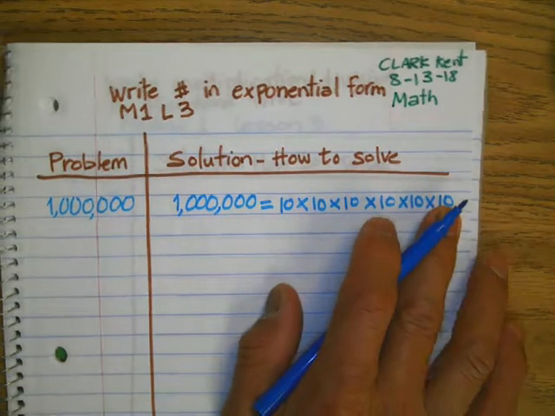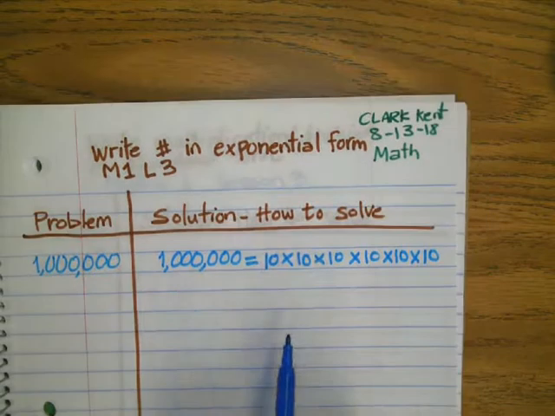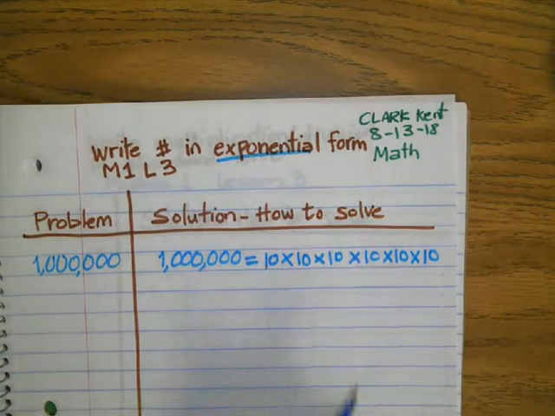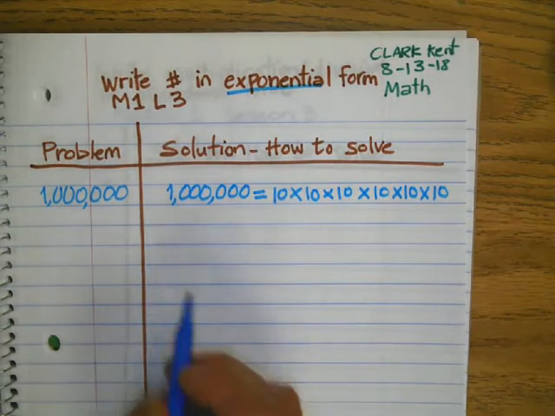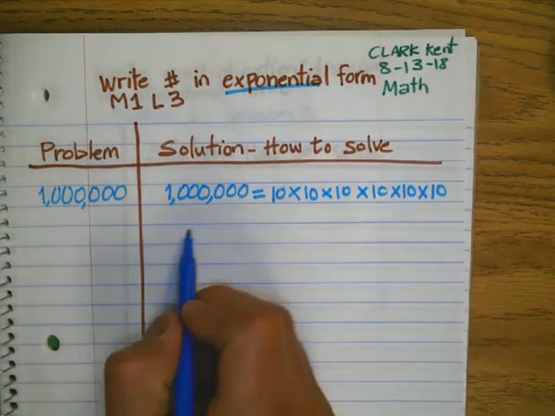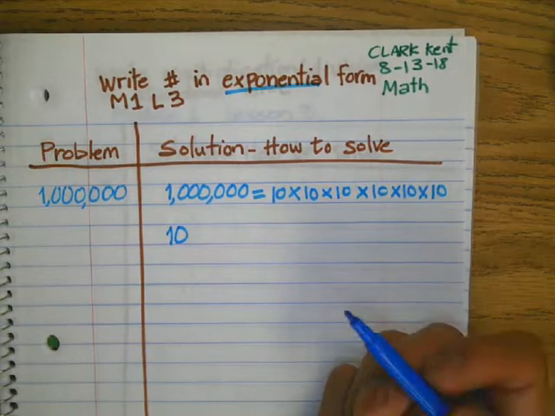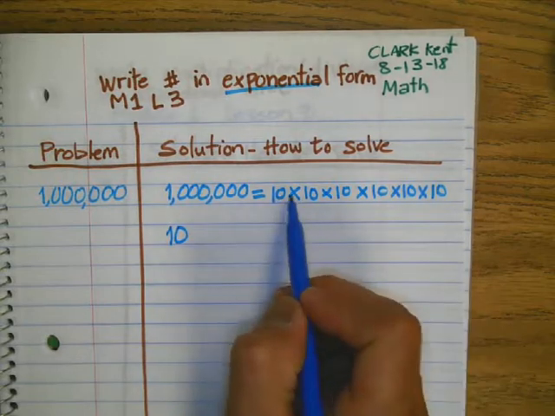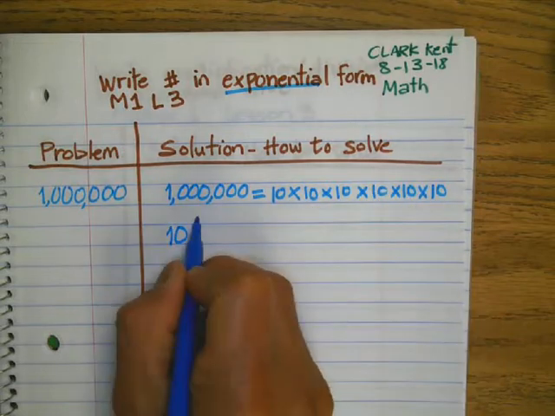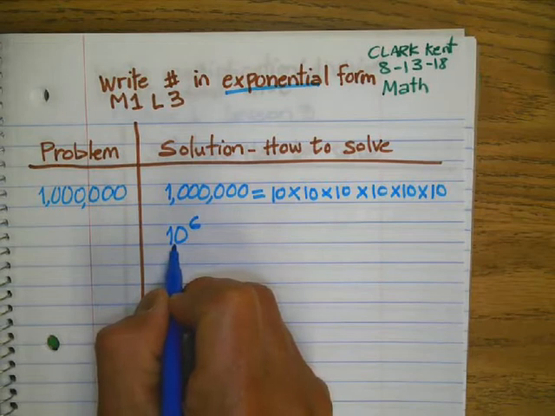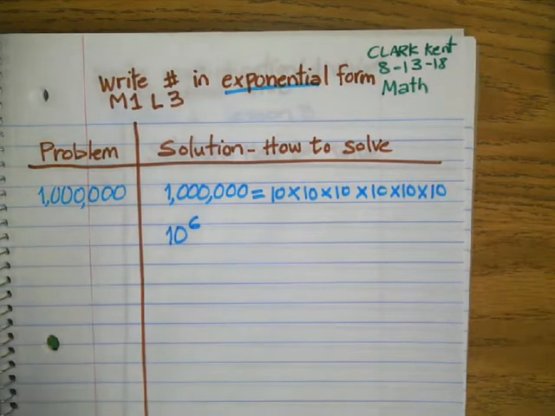And so now that makes it easier for us to write it in the exponential form. That means we're using an exponent. All we're doing is rewriting this problem. So the base number is the 10. And all we have to do is look at how many 10s we have. 1, 2, 3, 4, 5, 6. So that's going to be 10 to the power of 6. And we're done with that problem.